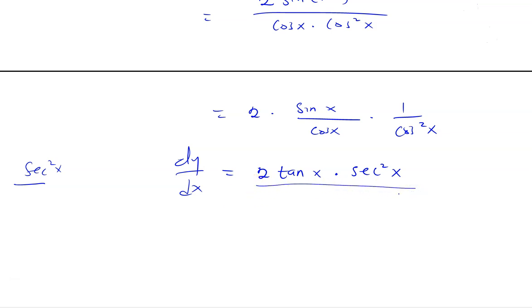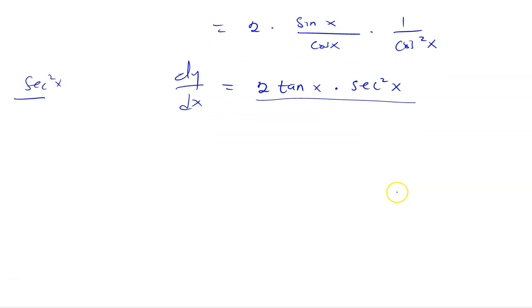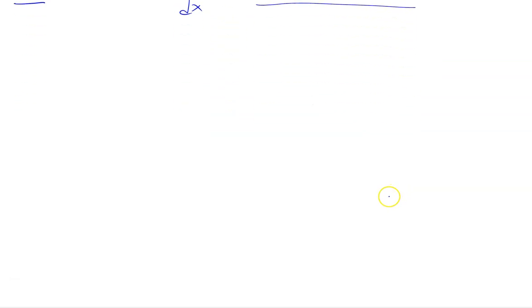Sec squared x. You take notes. It's in your handout. When you open your handout, we are talking about differentiation. We've written some of these functions there. So you can use the chain rule to prove it. Okay, so that was the chain rule. Let's talk about successive differentiation.